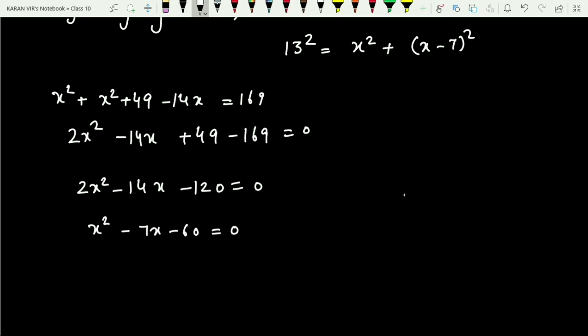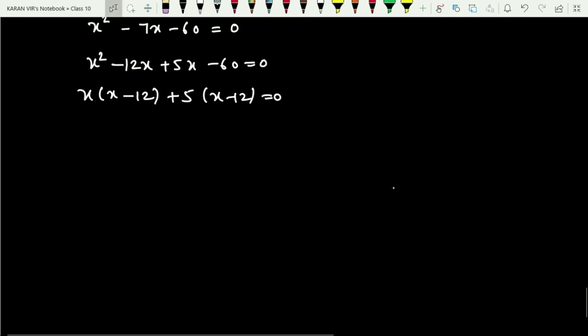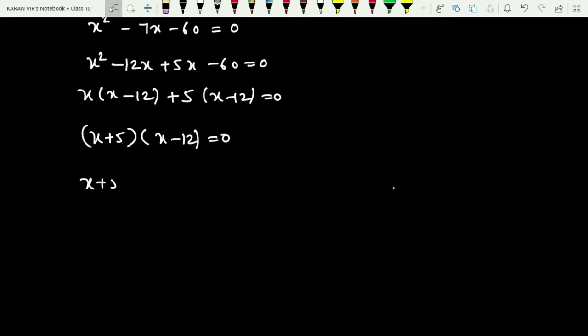You need to make the factors of 60. So 12 into 5 is 60 and 12 minus 5 is 7. So this will be x square minus 12x plus 5x minus 60 is equal to 0. From the first two terms, x common, x minus 12, and similarly 5 common, x minus 12 is equal to 0. So this implies x plus 5 into x minus 12 is equal to 0. So either x plus 5 is equal to 0, so x is equal to minus 5, or x minus 12 is 0, so x is 12.